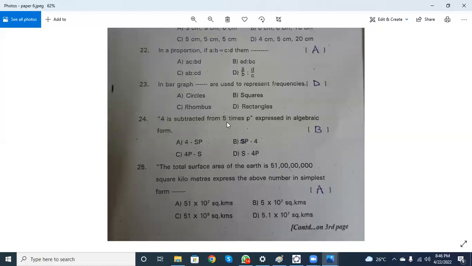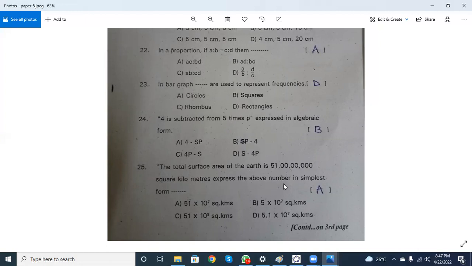4 is subtracted from 5 times p, expressed in algebraic form. So 5 times p is 5p. From that 4 is subtracted. So minus 4. 5p minus 4 always. Many children get confused with options A and B. So it is clear here. 5 times p is 5p. 4 is subtracted from 5p. So option D.